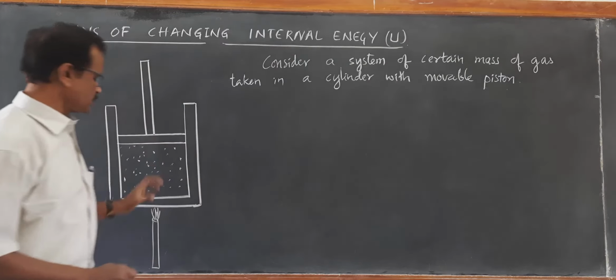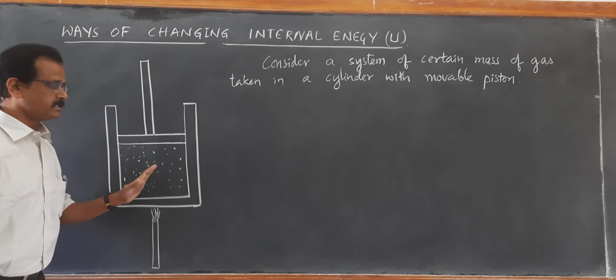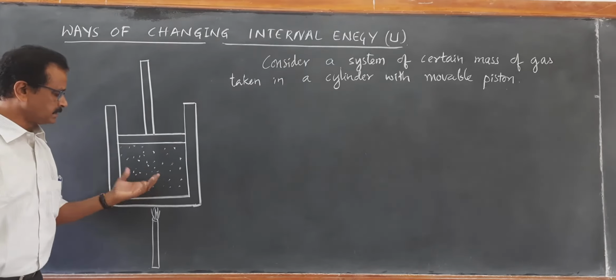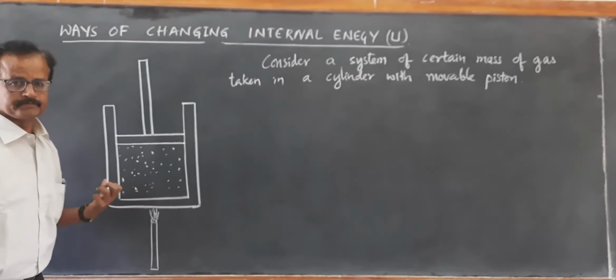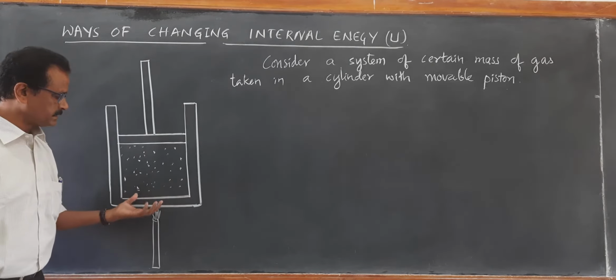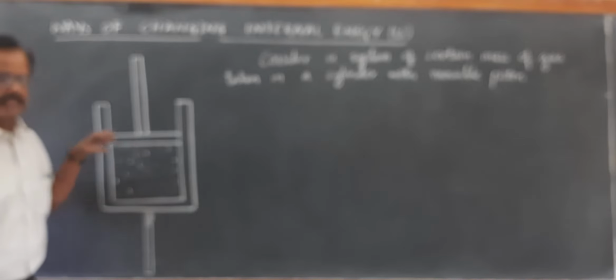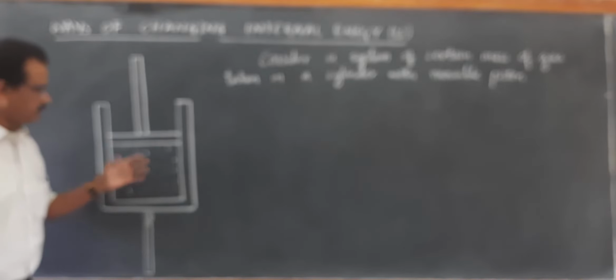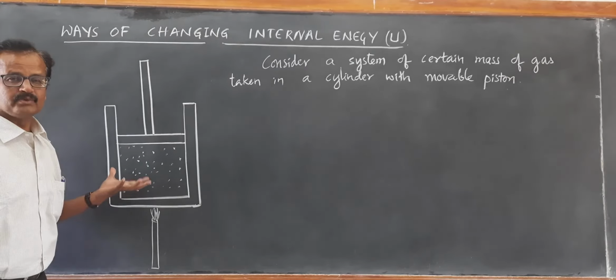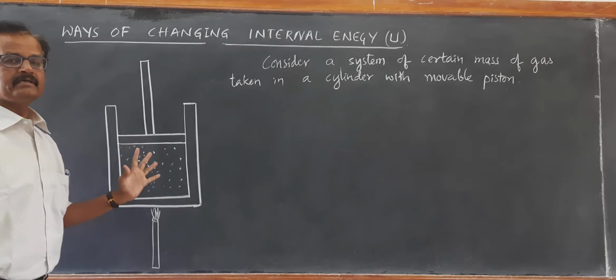If this system is taken in contact with a body at a higher temperature than the temperature of the system itself, suppose it is kept in contact with a hot body, a source of heat, then what happens? On receiving the heat from this body at higher temperature, the random motion of the molecules increases. The kinetic energy of the molecules increases on receiving the thermal energy from the hot body. When the kinetic energy of the molecules increases, we say that the internal energy of the system increases. This is one way of increasing the internal energy.